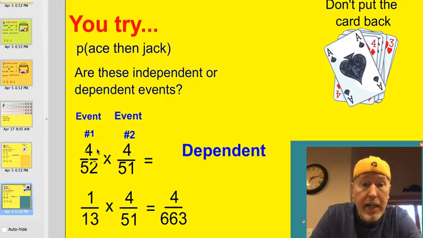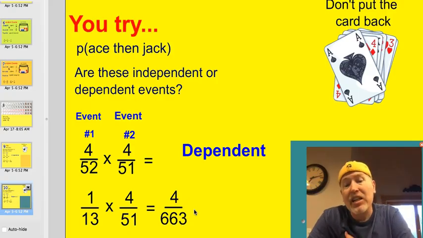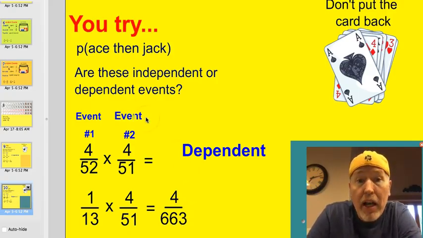All right, let's take and simplify these. 4/52 is simplified into 1/13. 4/51, I'll just leave that straight up. That's in simplest form. 1 times 4 is 4. 13 times 51. You have a 4 in 663 chance of pulling an ace and then a jack when you don't put the card back.